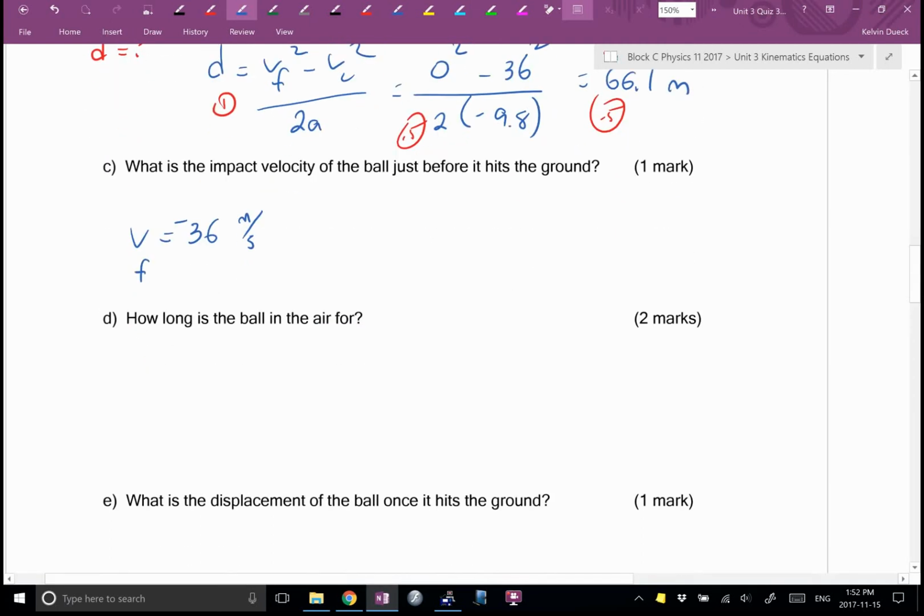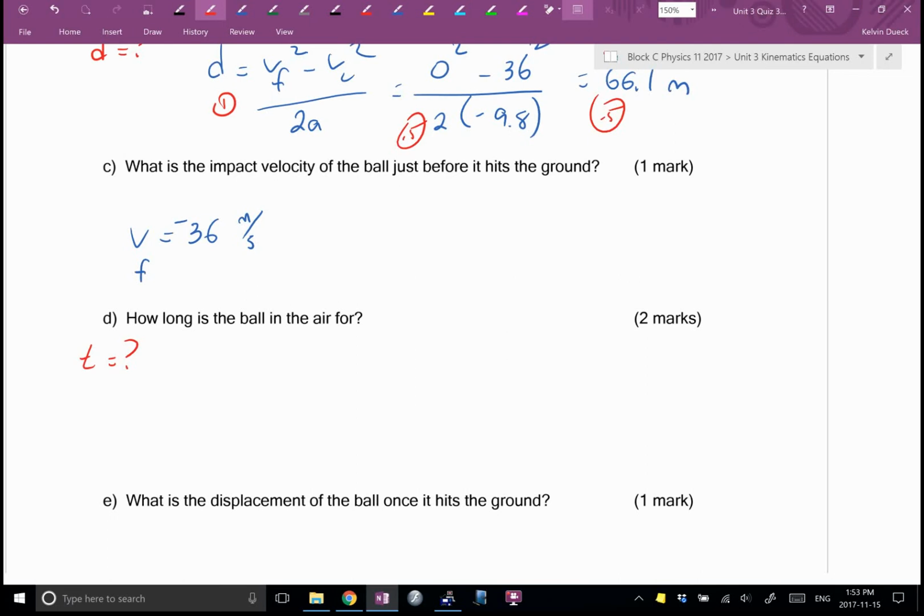How long is the ball in the air for? Oh, good question. Joel, what's D asking me to find? I know I caught you zoning out. My bad. Time. You have 2 ways you can do this one. One way is to find time to top. V final will be 0. And then double it to get time to top and bottom. Is that okay, Christy? I'm lazy. I'd rather get there in one fell swoop.